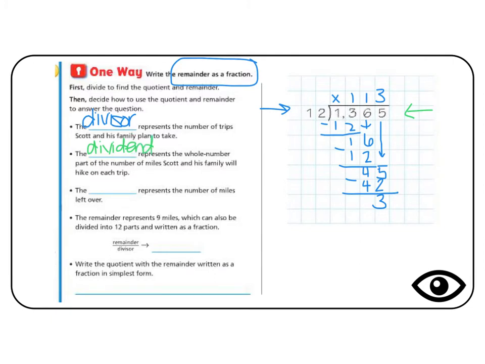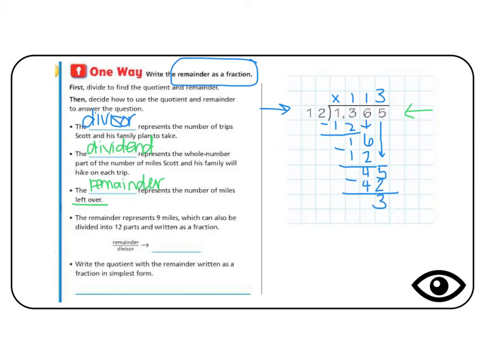The blank represents the number of miles left over. So our leftover part is always at the bottom, and that's called a remainder. Now, in this case, if I hike 1,336, then I did this in 113 trips, but I have 3 left over.